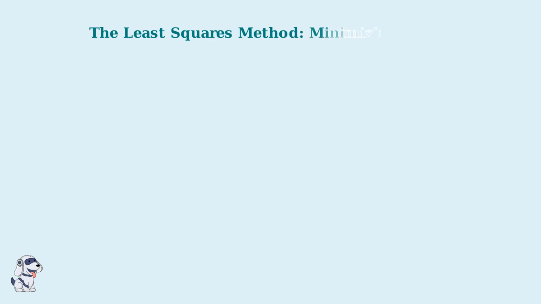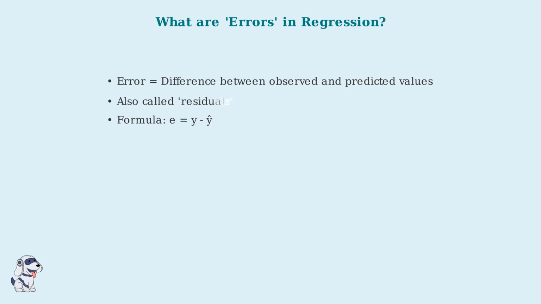The least squares method is a fundamental technique in statistics that helps us find the best fitting line through our data points by minimizing prediction errors. Before we understand the least squares method, we need to understand what we mean by errors or residuals. An error is simply the difference between what we actually observed and what our line predicts.